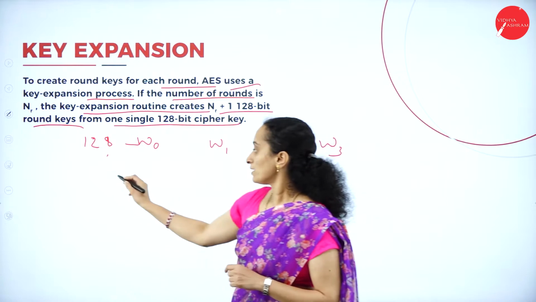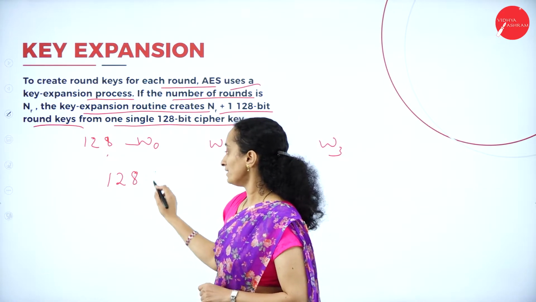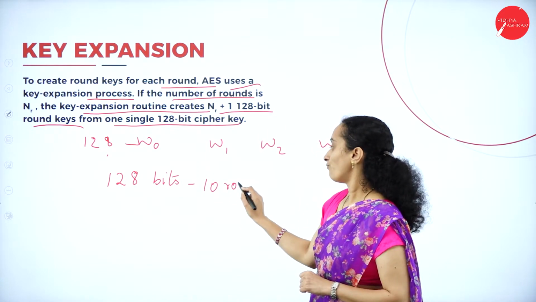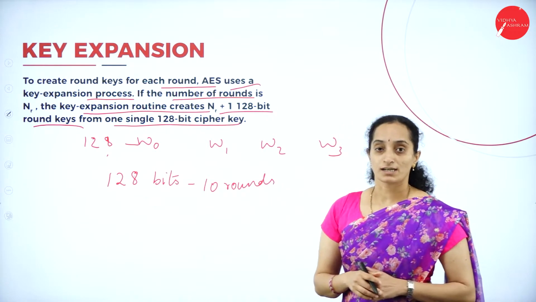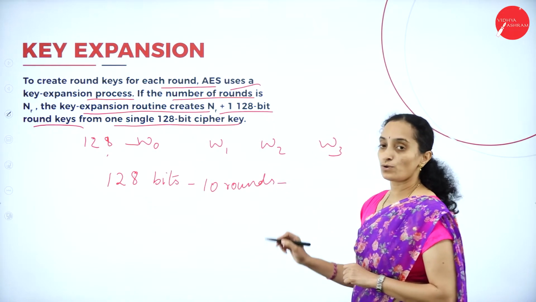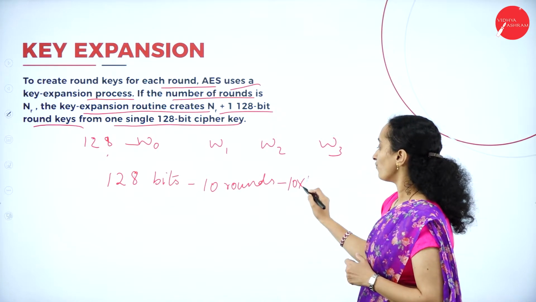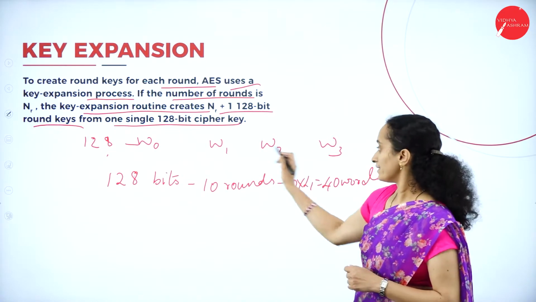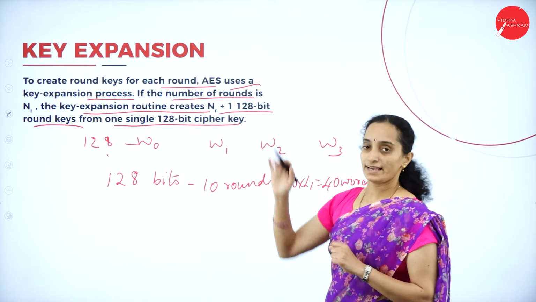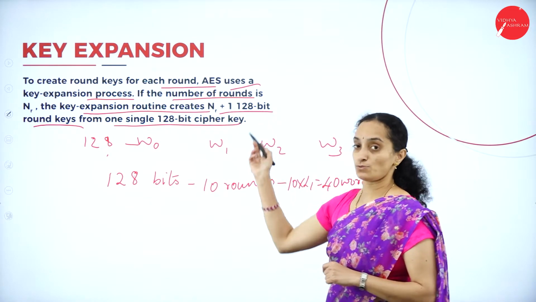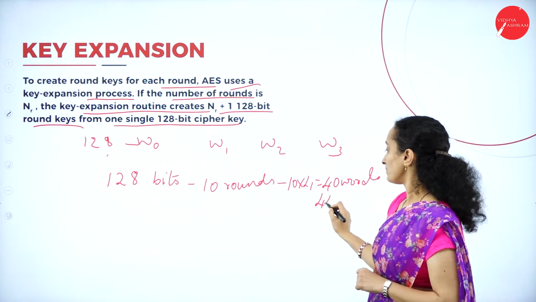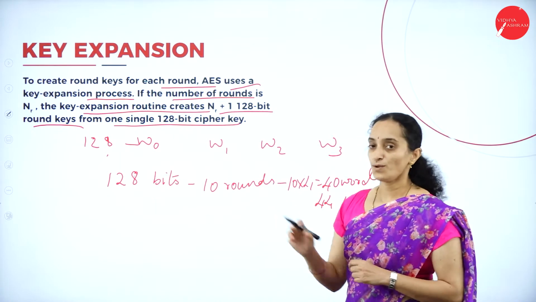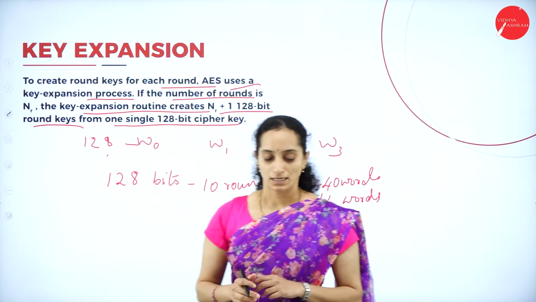128-bit round keys. Suppose you are using 128 bits, that means you are having 10 rounds of permutation and substitution. That means you are going to generate 10 into 4, 40 words. But as the key expansion says, it is generating plus 1. That means 44 words will be generated if we are using 128 bits and 10 rounds.